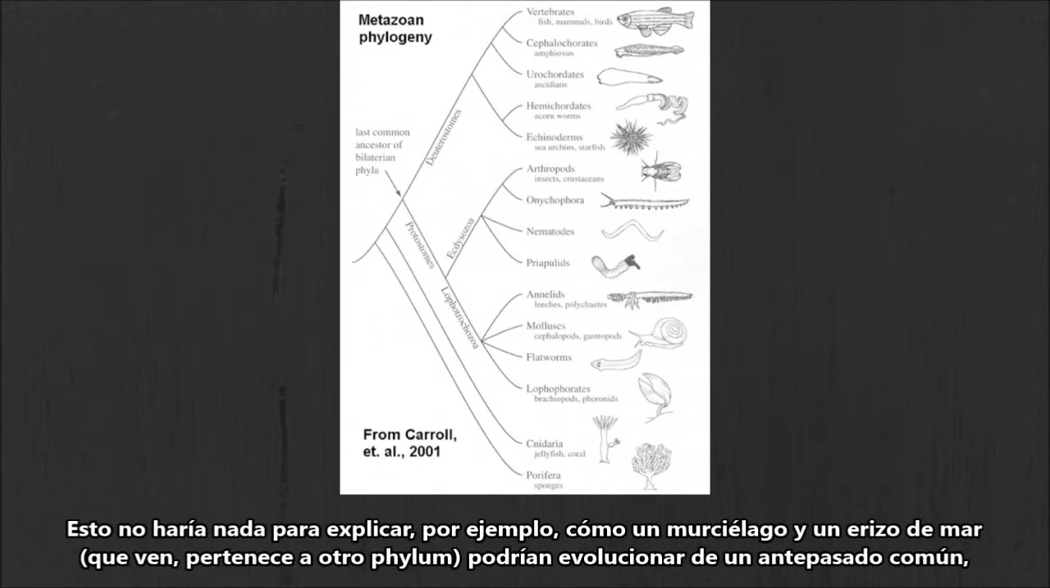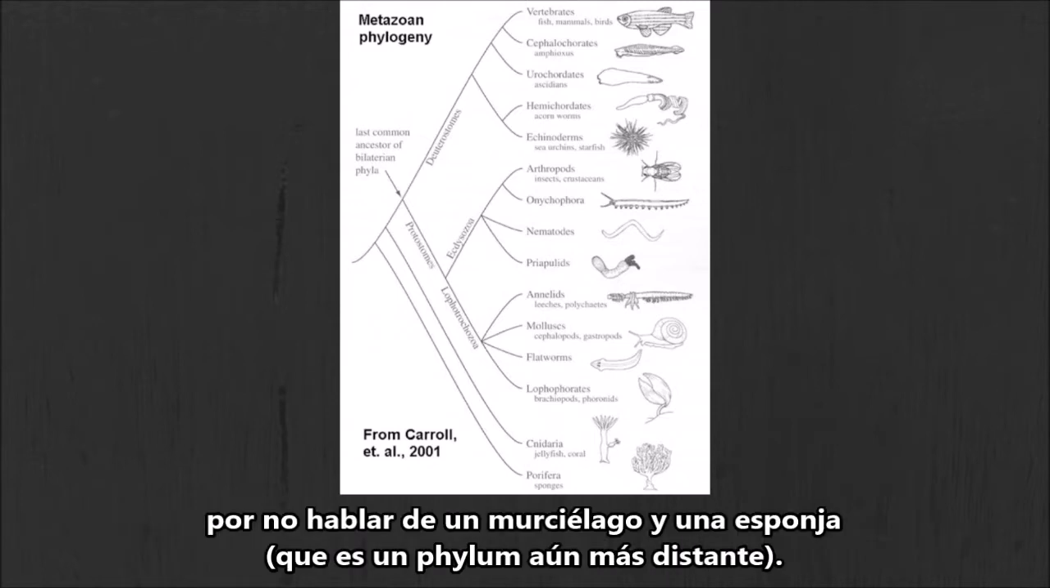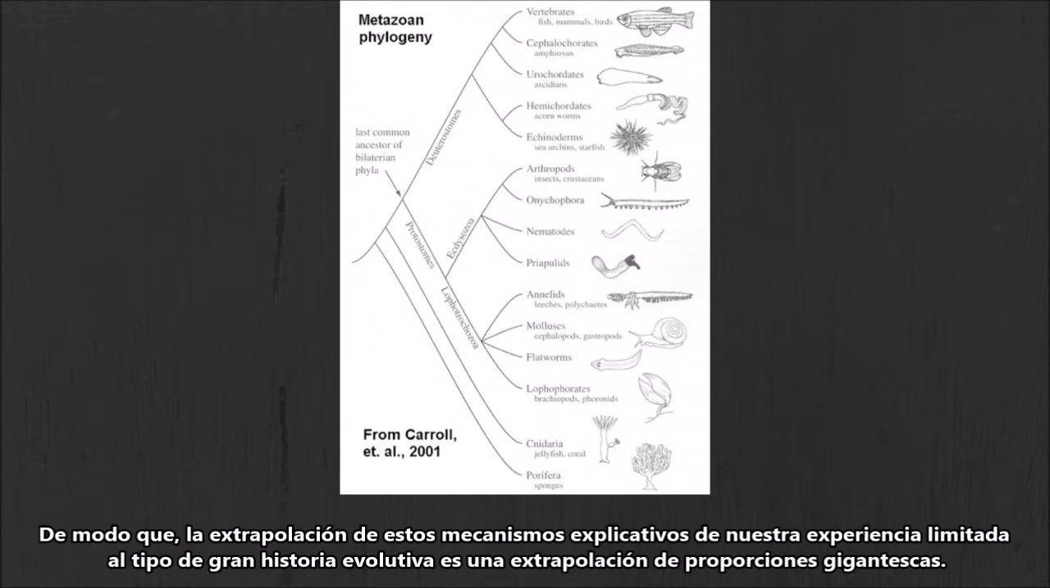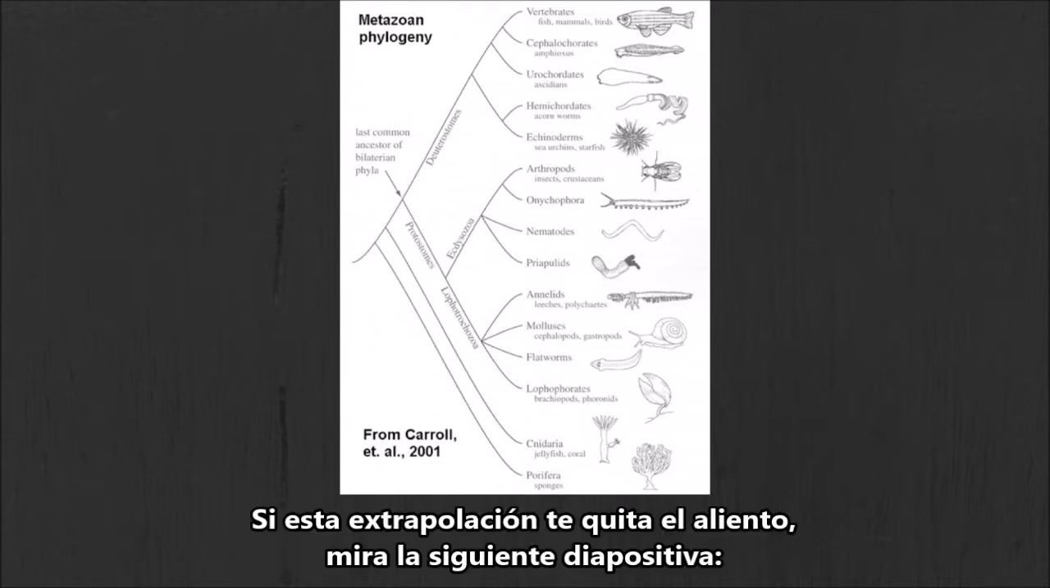This would do nothing to explain, for example, how a bat and a sea urchin, which you see belongs to another phylum, could evolve from a common ancestor, not to speak of a bat and a sponge, which is yet a more distant phylum. So the extrapolation of these explanatory mechanisms from our limited experience to the sort of grand evolutionary story is an extrapolation of gargantuan proportions. And if this extrapolation takes your breath away, then take a look at the next slide.